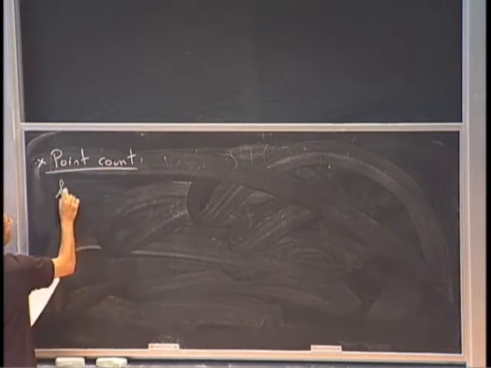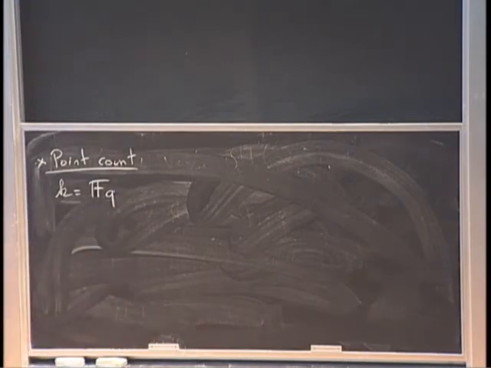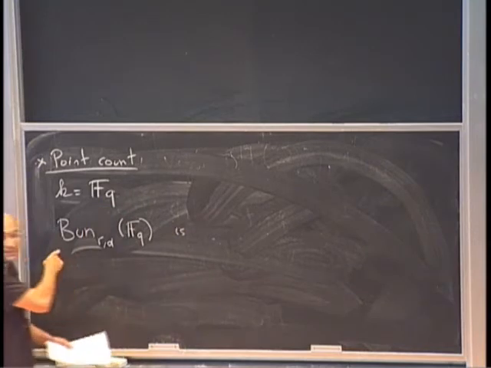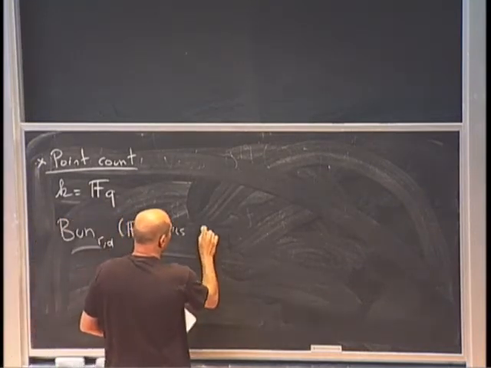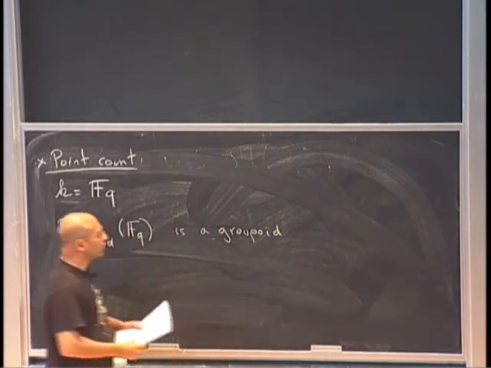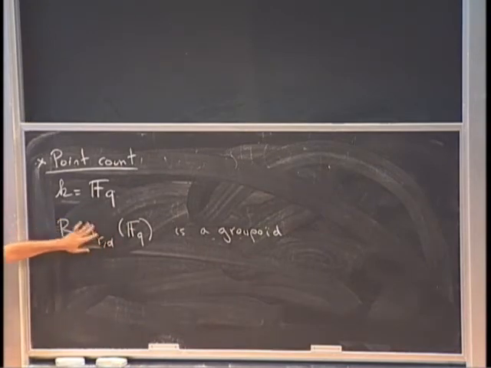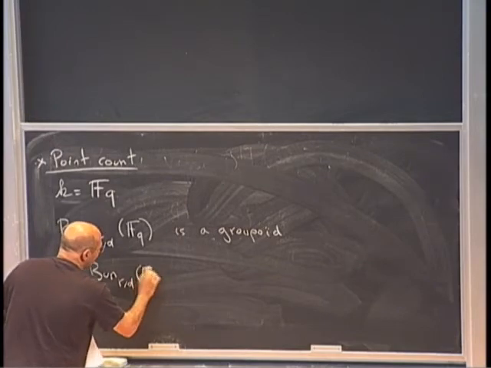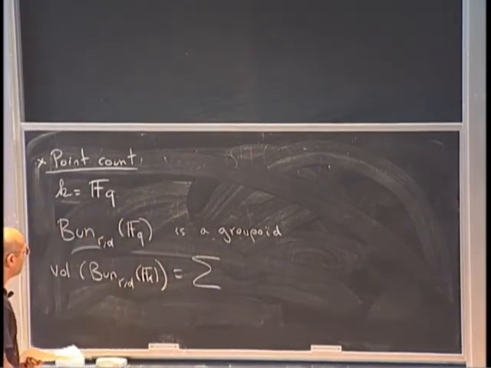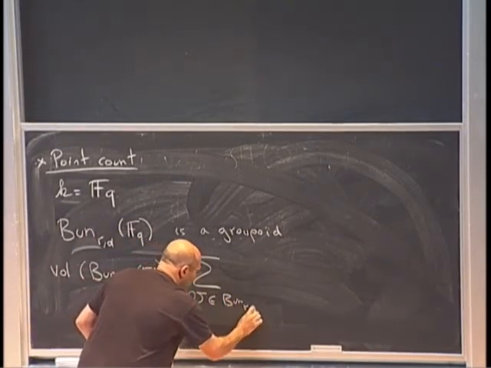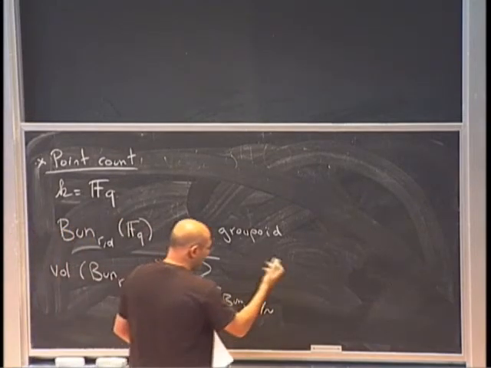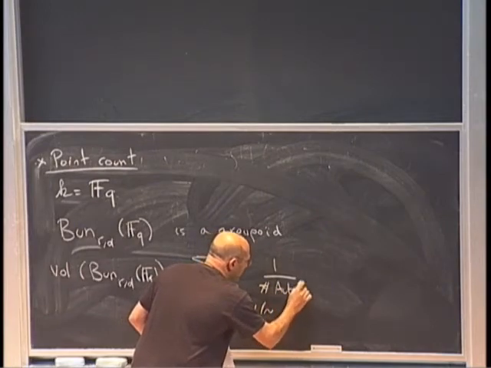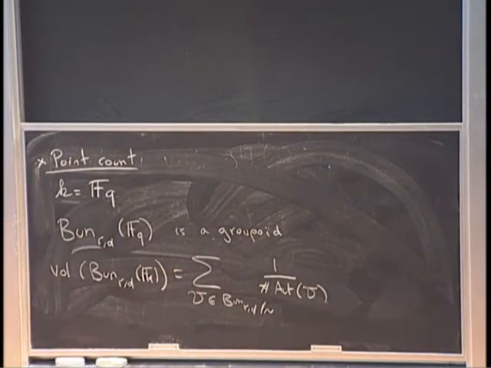Point count, so now you choose X to be over the finite field F_q, and the set of F_q rational points on Bun_{r,d}, this is a groupoid, because this is a stack and not an algebraic variety, the set of rational points is a groupoid. And the automorphism of a point is just the automorphism of the corresponding vector bundle. And so you define the volume of Bun_{r,d}, let's say over F_q, to be the sum over all vector bundles V in Bun_{r,d} up to isomorphism of, you have to take into account the group of automorphisms of each point. That's how you count the volume of orbifolds. And so you divide by the number of automorphisms of V. So this is the definition of the volume.